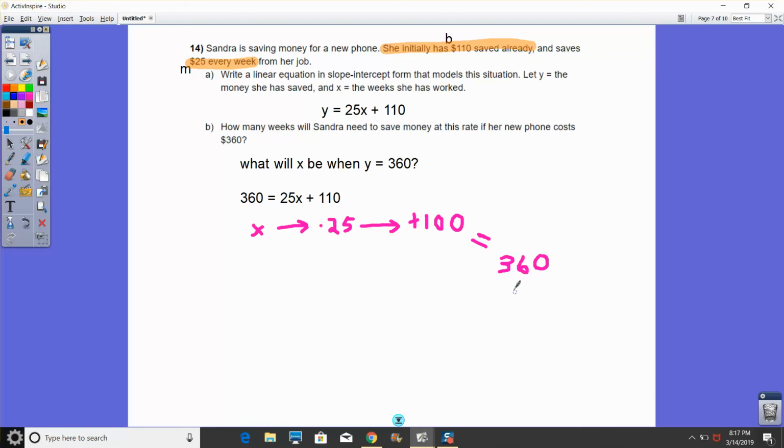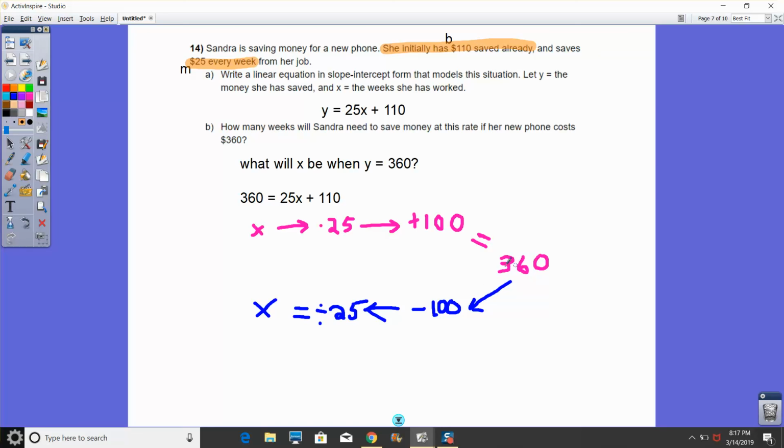If I want to find out what x actually is, I can reverse all of these steps and reverse the order they happen in. So I take 360 and do the opposite of adding 110, which is subtracting 110. Then I do the opposite of multiplying by 25, which is dividing by 25, and that would equal my x. So all I have to do here is 360 minus 110.